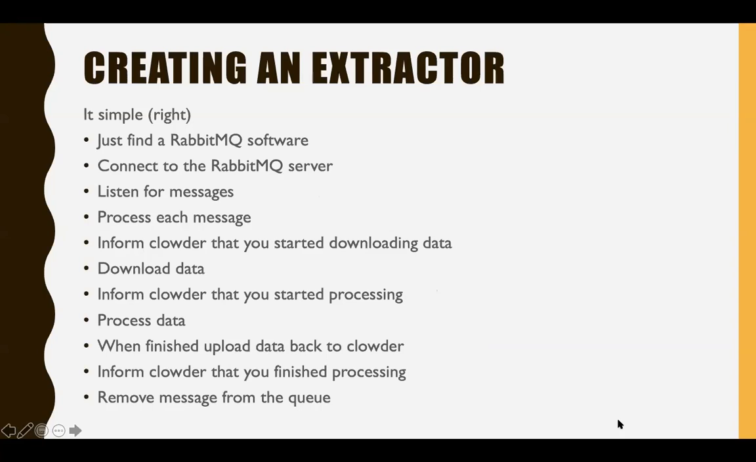So I went a little bit over the extractor, and the next step is basically let's create one. It's simple, right? You find the RabbitMQ software, you connect to it, you listen for the message, you process each message. You inform Clowder you started downloading the data, you download the data, you inform Clowder you started processing, you process the data, you finish uploading the data back to Clowder, you inform Clowder you finished processing, and you remove the message from the queue. That's actually a lot of work.